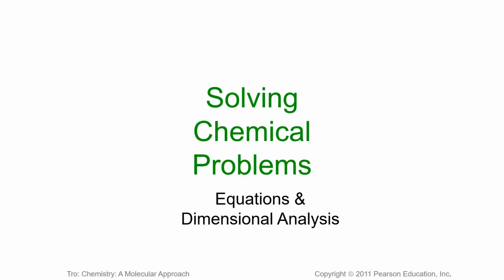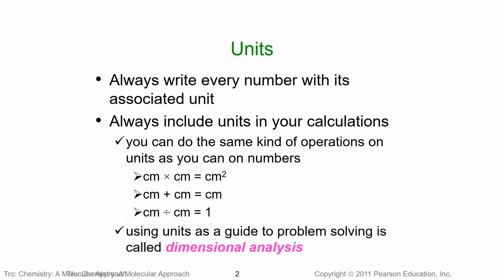In chemistry, we do lots of chemical problem solving. We use equations and we use something called dimensional analysis. Dimensional analysis is a way that we use units in order to help us decide what mathematical operations we are going to do to solve our problem. So units are extremely important.